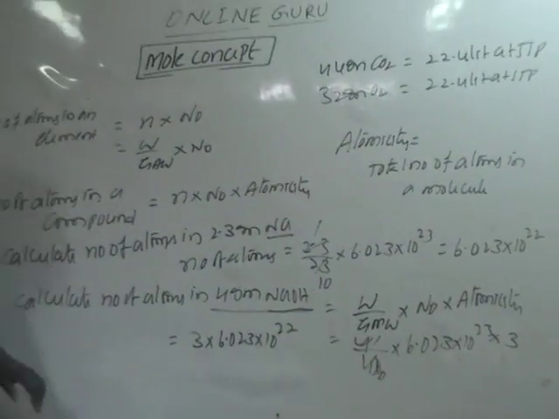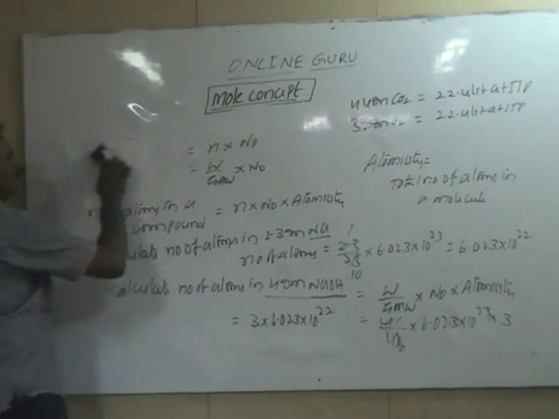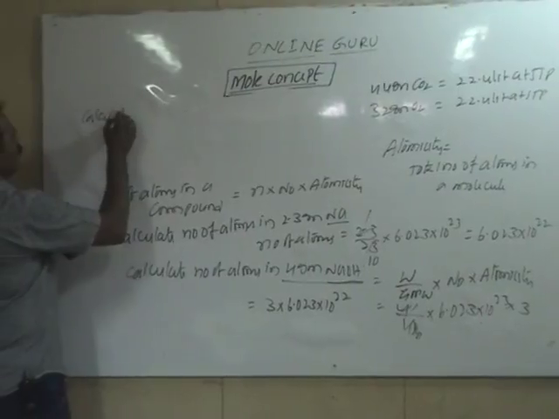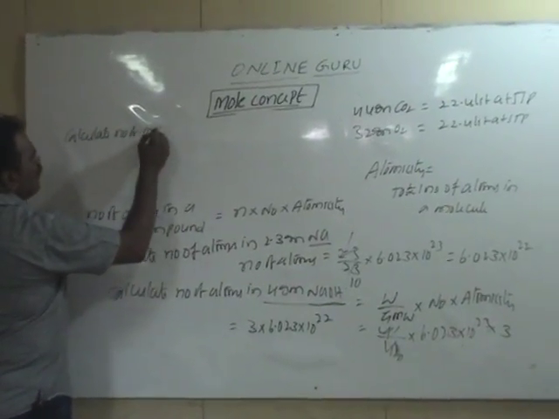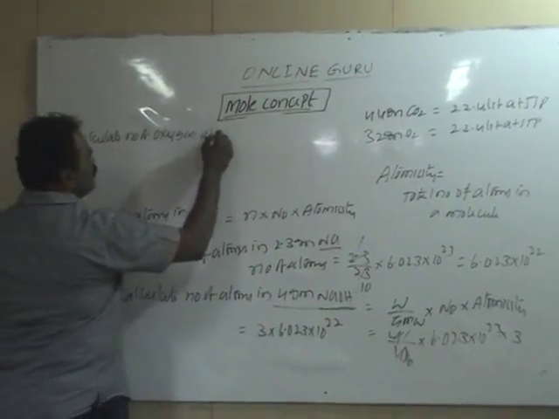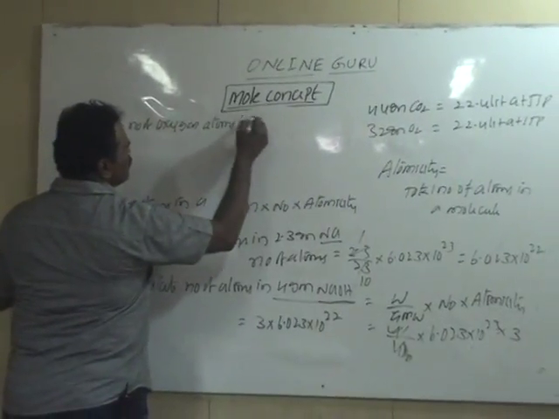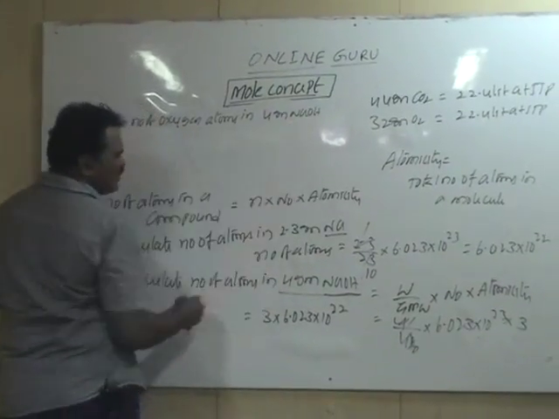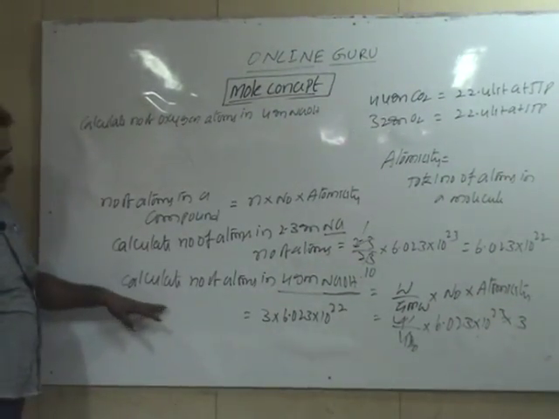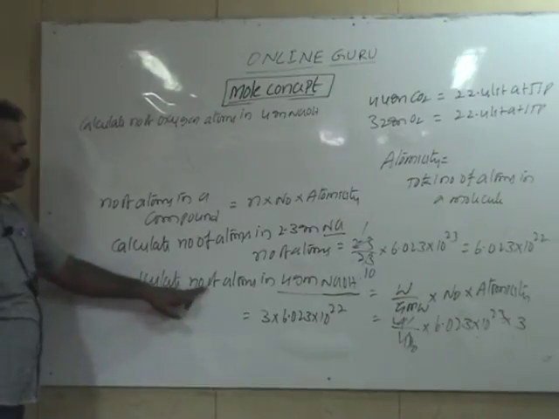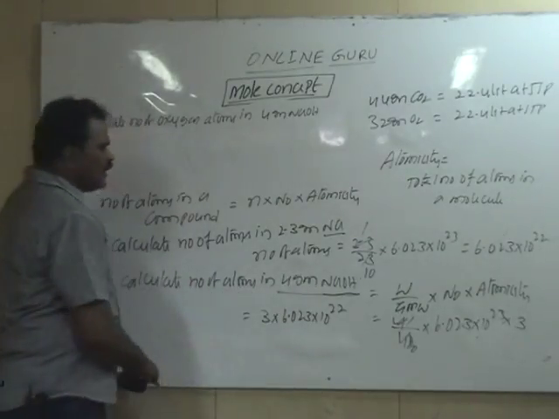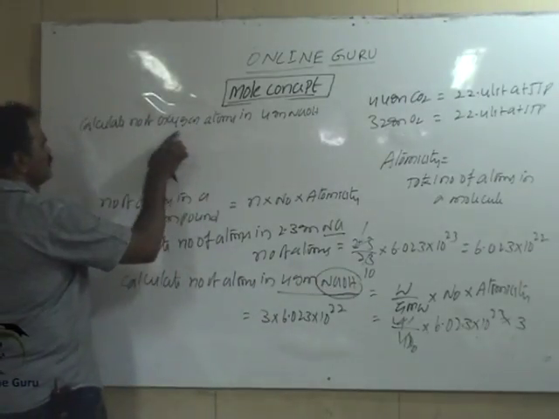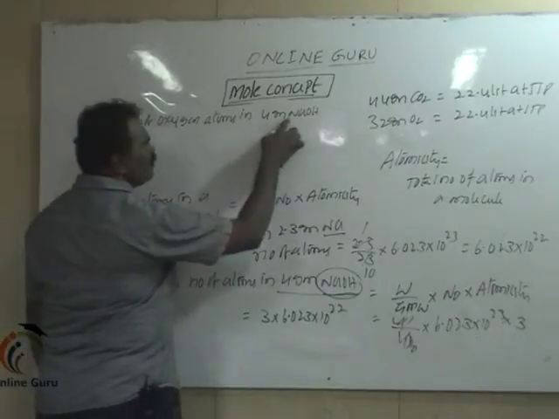The same problem will be asked in a different way. That is, calculate the number of oxygen atoms present in 4 grams of NaOH. This is the different way. Here the question asked earlier was to calculate the number of atoms in 4 grams of NaOH, so we found the total atomicity of NaOH. But now we are going to discuss calculating the number of oxygen atoms in 4 grams of NaOH.